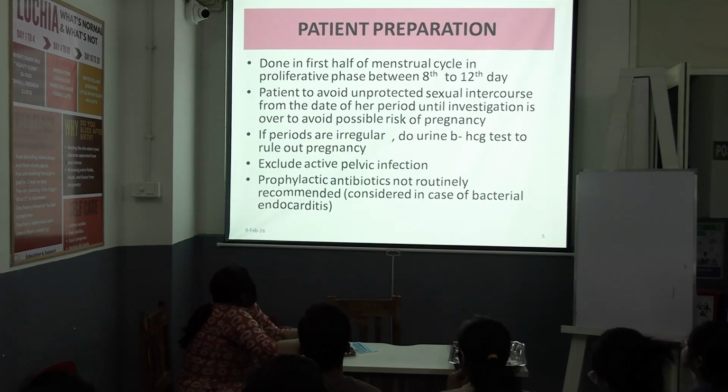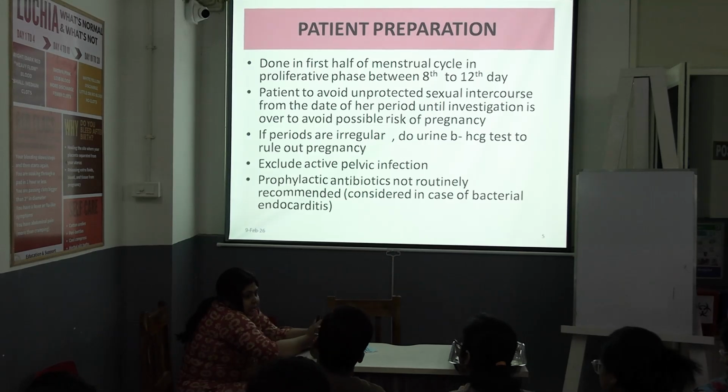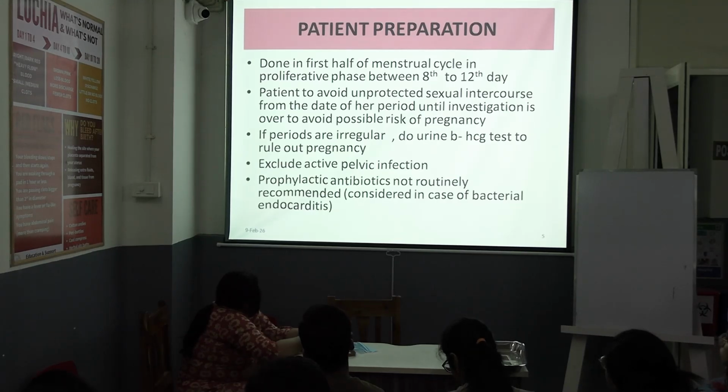So, see, this is done in the first half of the menstrual cycle, generally the proliferative phase, between day 8 to 12. The patient is asked to avoid unprotected sexual intercourse from the date of her period until the investigation is over. And if periods are irregular, do a beta HCG test to rule out pregnancy. That is very important. First of all, you rule out the pregnancy and then you do the test. Then exclude any active pelvic infections. Why? Because you have to rule out all the contraindications. Whatever the contraindication is there, you have to rule that out.